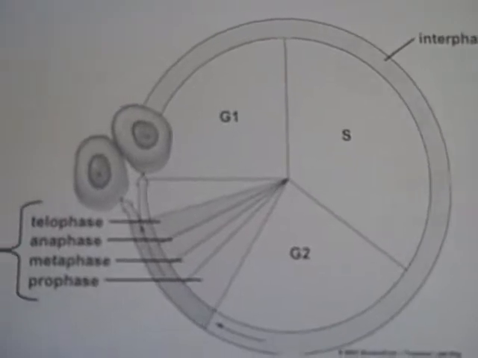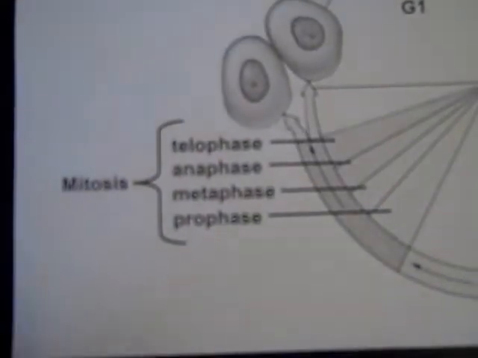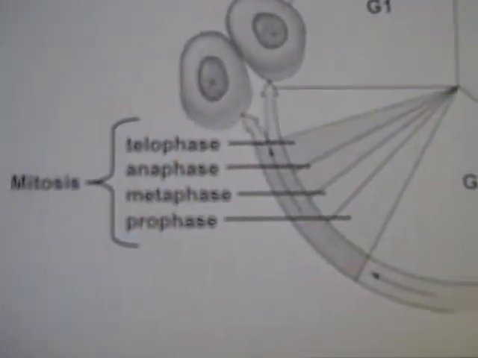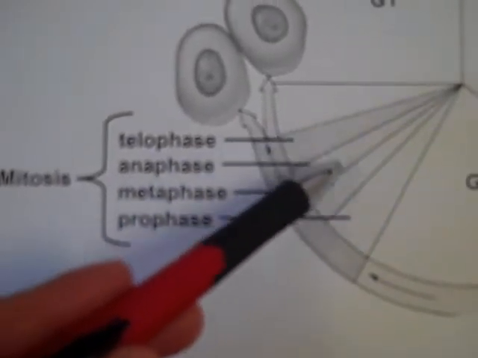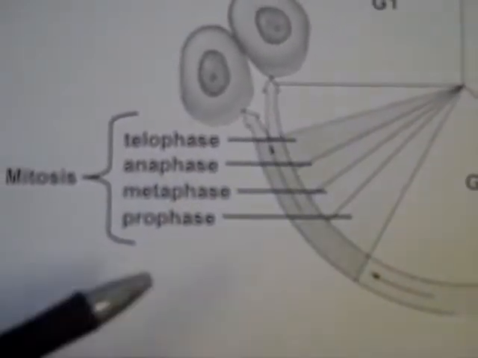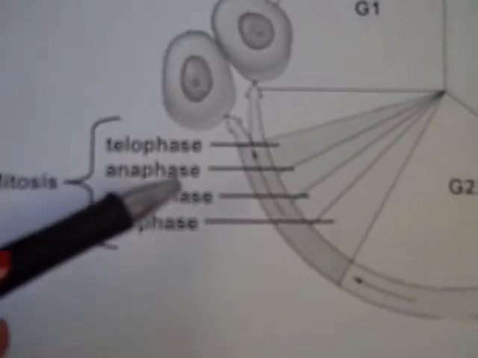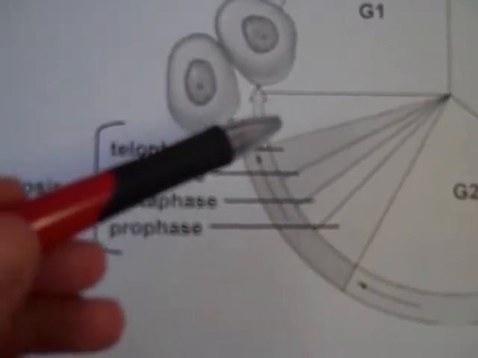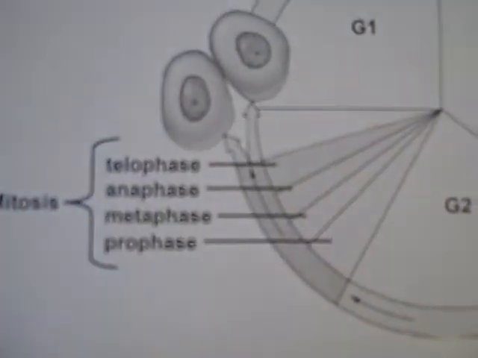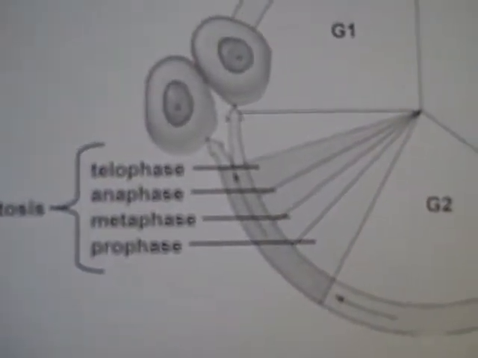Now, once we get closer to the division time, if we break down this cell cycle, here we have the process of mitosis, which includes prophase, metaphase, anaphase, telophase. We'll get to those in a little bit. And this last little sliver right here represents cytokinesis, where the cells will officially split.